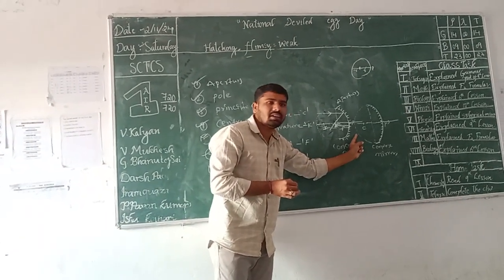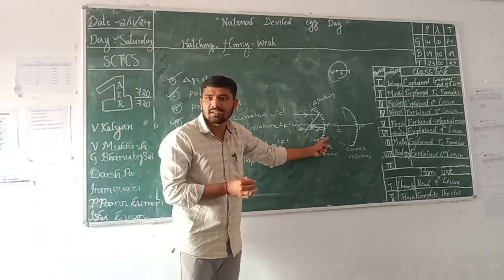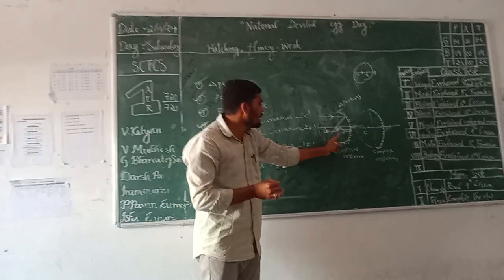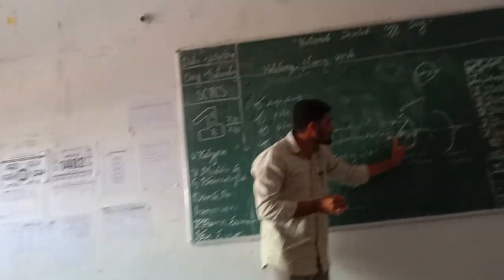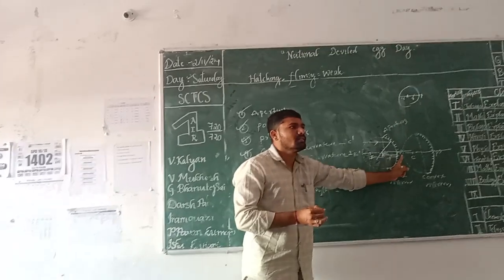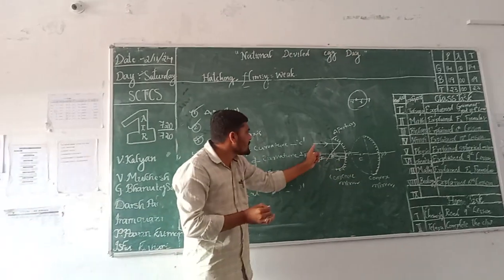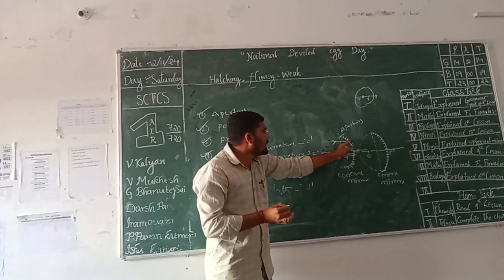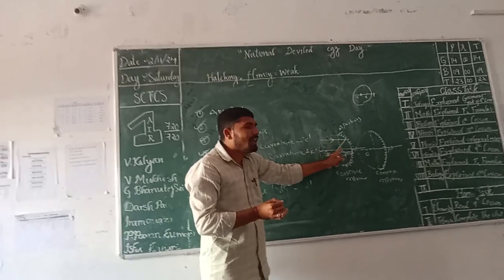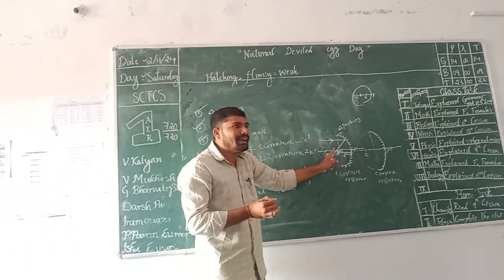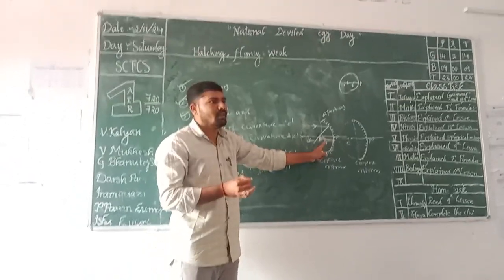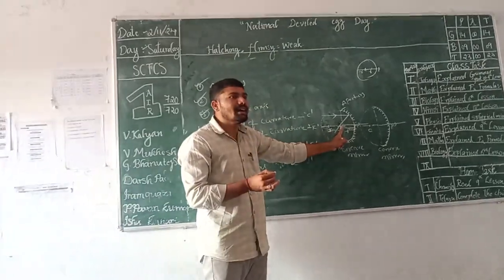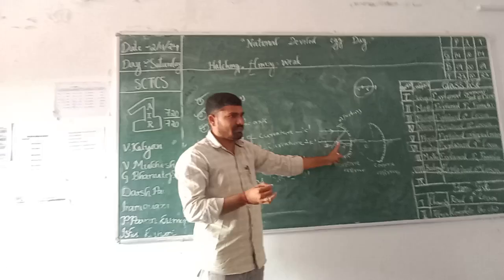Any doubts? Understanding? So this distance is called the focal length, and this distance is called the radius of curvature. So the parallel incident ray, after reflection, the intersection point is called the focus.